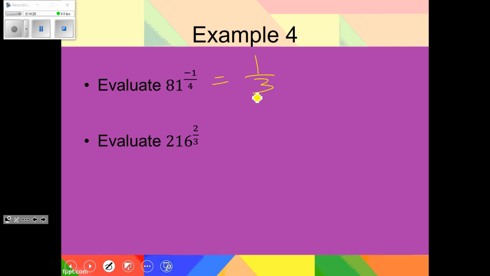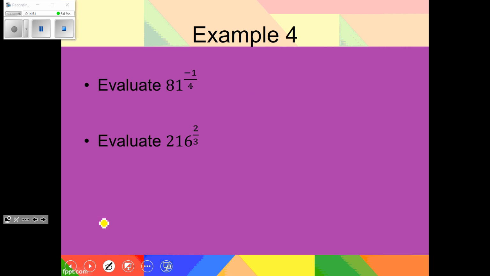Okay? How about 216 to the 2/3 power? I put it in the calculator and I'd make it 36. Okay, so if it comes out to be a whole number or an integer or a fraction, just put it in your calculator and see what it is. But if it comes out to be an irrational number and you know it's not going in perfectly, then you're going to need to break it down.